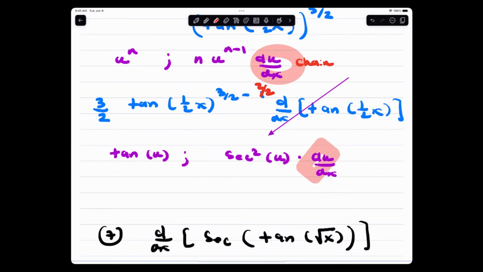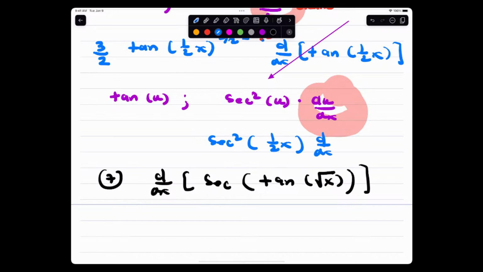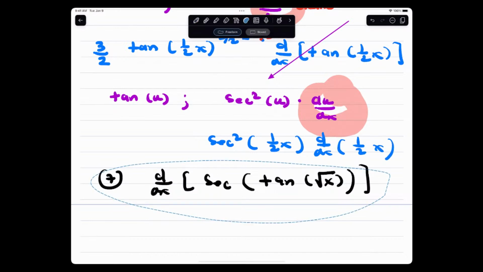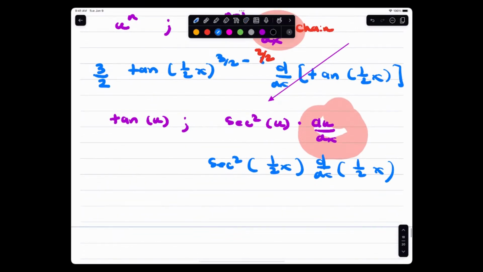Again, the chain rule. So this portion is going to be, for us, the derivative of tangent is secant squared 1/2 x. Now, again, chain rule, take the derivative of 1/2 x. I'm really using the book's notation. And what's the derivative of 1/2 x? Isn't that just 1/2?